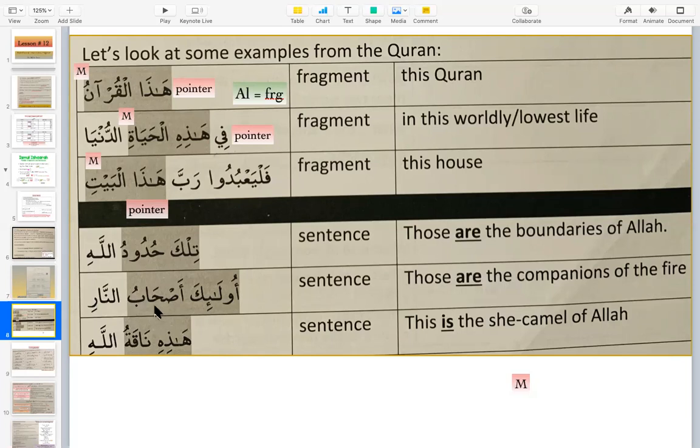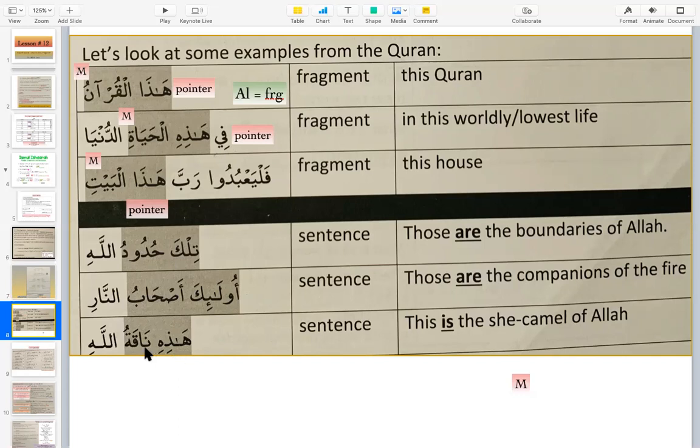Now again, ashab is a broken plural. Okay, so tilka could be used over here. But since this is human broken, right? So we have a choice. Either we can say ulaika or we can say tilka.